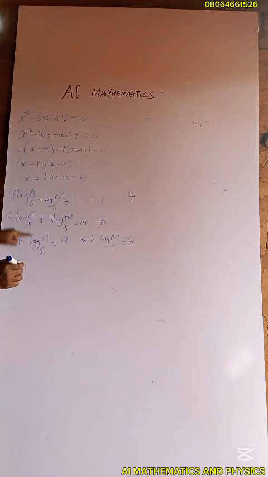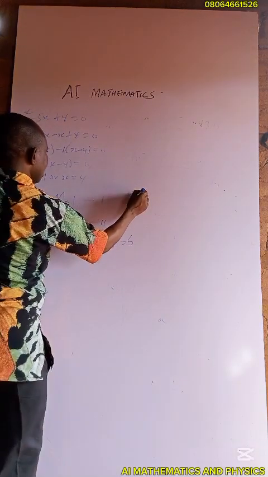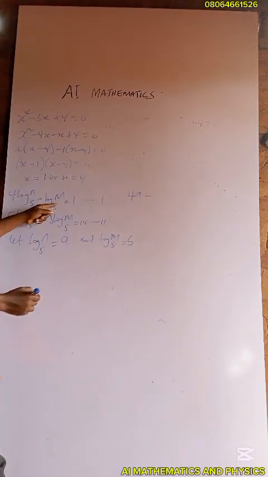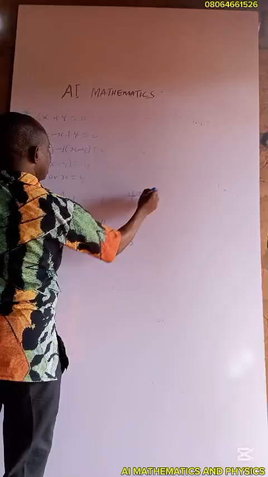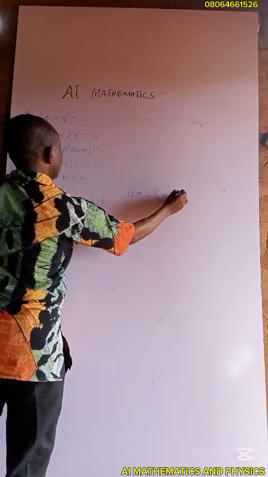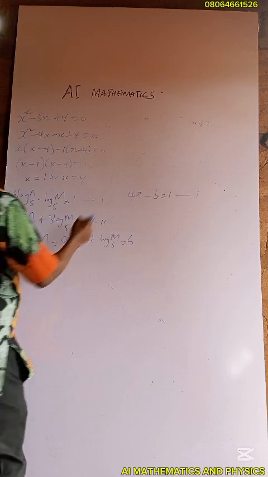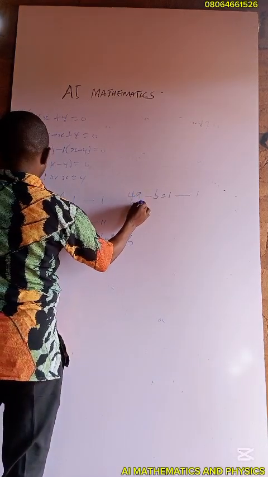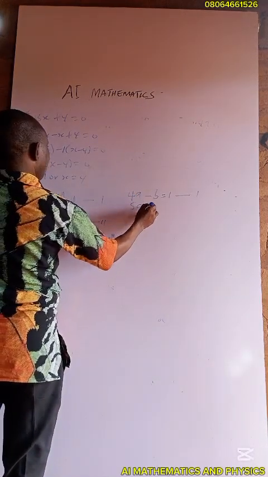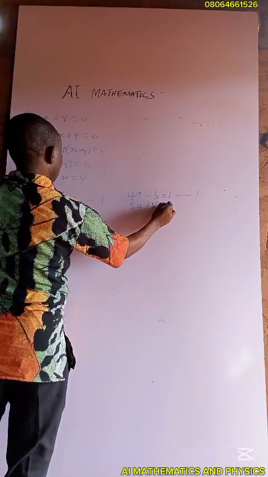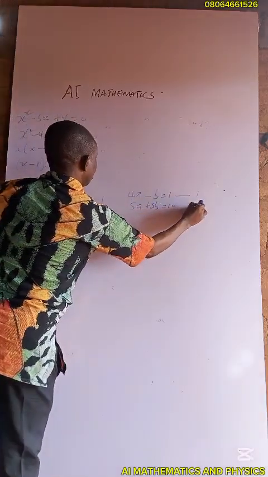Which means here now we have 4a minus b equal to 1. That's equation 1. And this one will be 5a plus 3b equal to 14. That's equation 2.